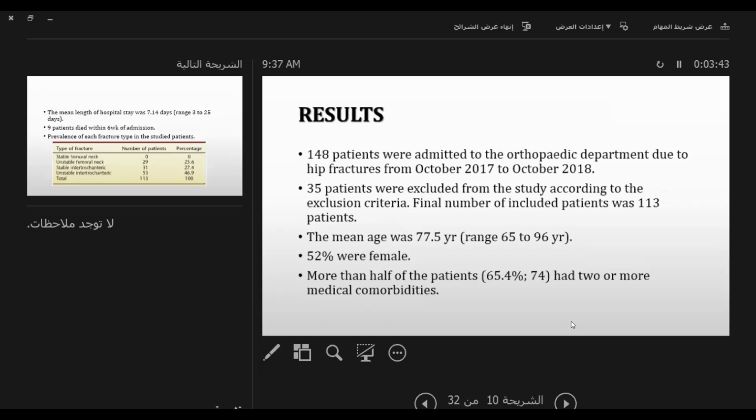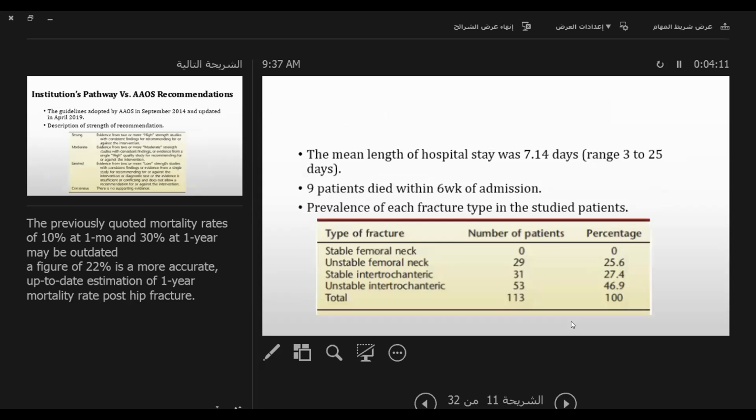Now, the results. Over the 1 year, 148 patients were admitted to the orthopedic department due to hip fracture. 35 patients were excluded according to the exclusion criteria. The mean age of our included patients was 77.5 years. 52% of those patients were female, and more than half had 2 or more medical comorbidities. The mean length of hospital stay at our center was about 7 days. 9 patients died within 6 weeks of admission.